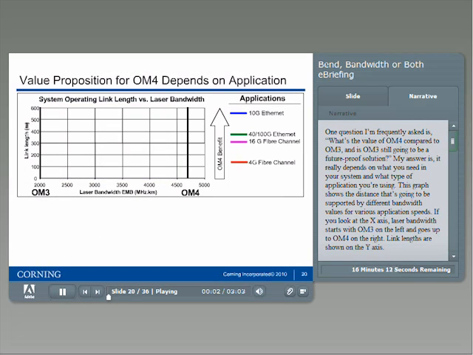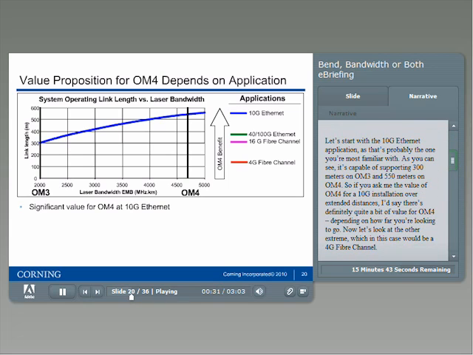One question I'm frequently asked is, what's the value of OM4 compared to OM3? And is OM3 still going to be a future-proof solution? My answer is, it really depends on what you need in your system and what type of application you're using. This graph shows the distance that's going to be supported by different bandwidth values for various application speeds. If you look at the x-axis, laser bandwidth starts with OM3 on the left and goes up to OM4 on the right. Link lengths are shown on the y-axis.